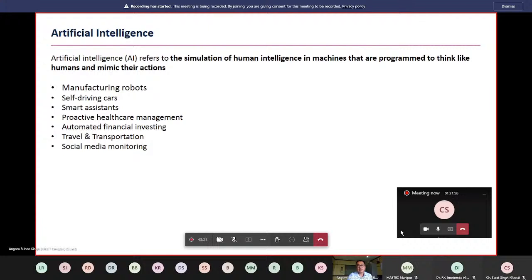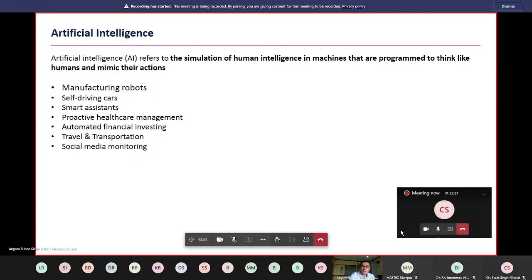And starting with AI, both the speakers have talked about what AI is and how it is used in various applications. So I'm just repeating, but I'll skip as much as possible. As we know, human intelligence is the intelligence that we humans have. So how about simulating the same in machines, so that they are programmed to think like humans and mimic their actions like humans? That is the area of artificial intelligence, and various other applications are there.